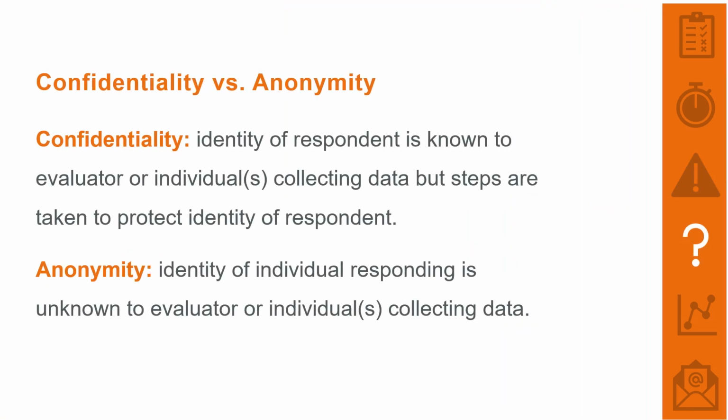You'll also need to specify whether you are promising confidentiality or complete anonymity. Promising confidentiality means the identity of the respondent is known to the evaluator or individuals collecting data, but the evaluator takes steps to protect the identity of the respondent. Promising anonymity means the identity of the individuals responding, typically to a survey, is unknown to the evaluator or individuals collecting the data. Information provided by a respondent cannot then be used in tandem with any other data or databases to identify the respondent.